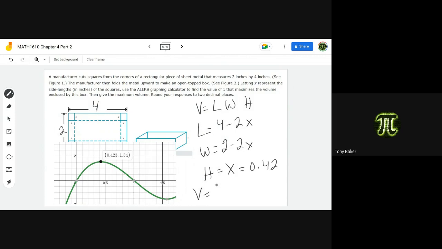So then my volume, in Desmos, we get 1.54 cubic inches.